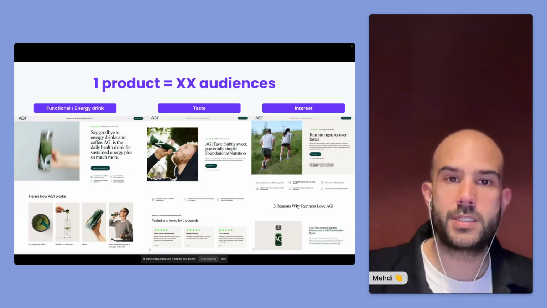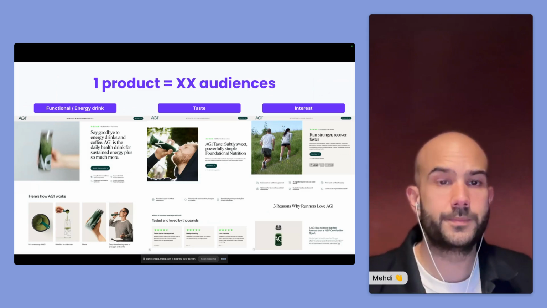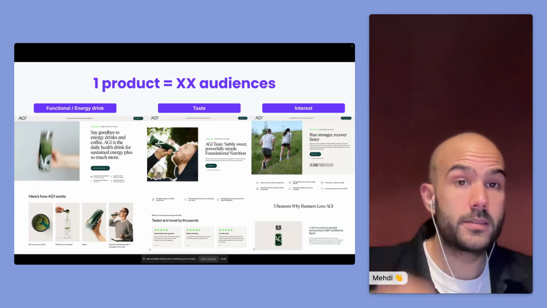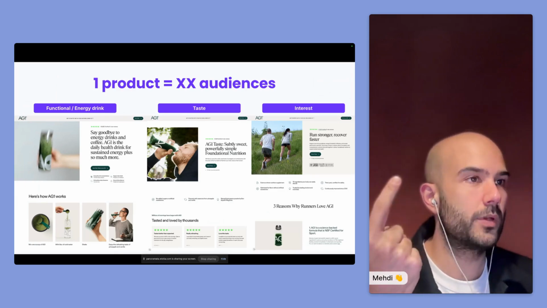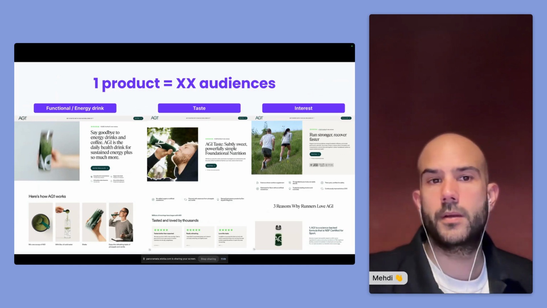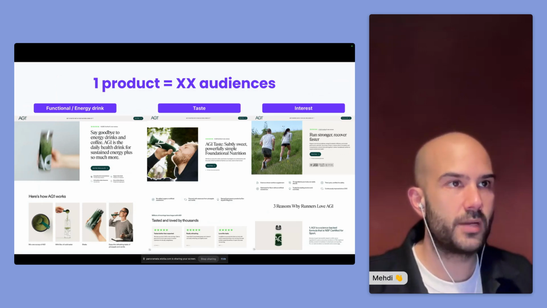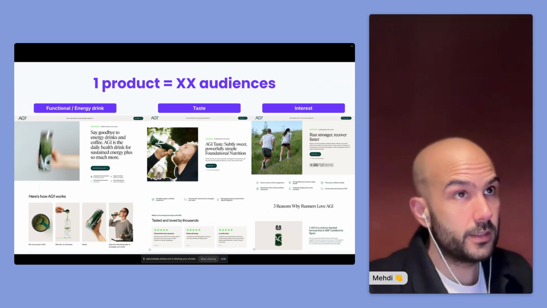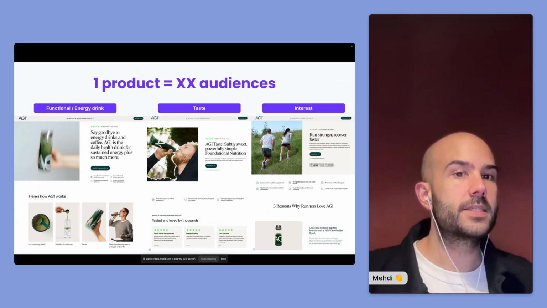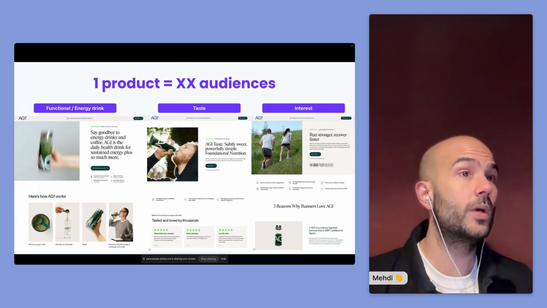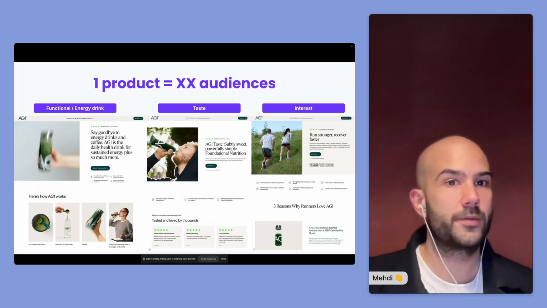Here's, for instance, AG1, a big, successful supplement brand. What I love here is you can see that Athletic Greens is essentially selling one product, which is greens, an all-in-one supplement that you can take pretty much every day. To sell it effectively, they've tried I don't know how many triggers, angles, and concepts. They landed on the few that were actually working. And with one single product, they're able to target a lot of different audiences.